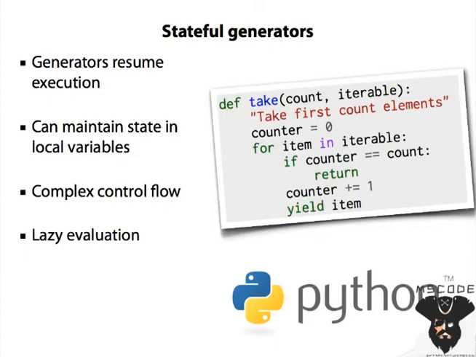Now we'll look at how our generator functions, which resume execution each time the next value is requested, can maintain state in local variables. In the process of doing so, our generators will be both more interesting and useful. The resumable nature of generator functions can result in complex control flow, so we'll be watching the execution of these generators in a graphical Python debugger.